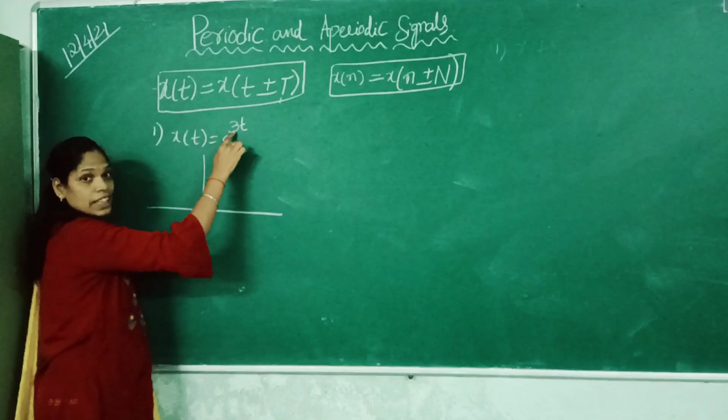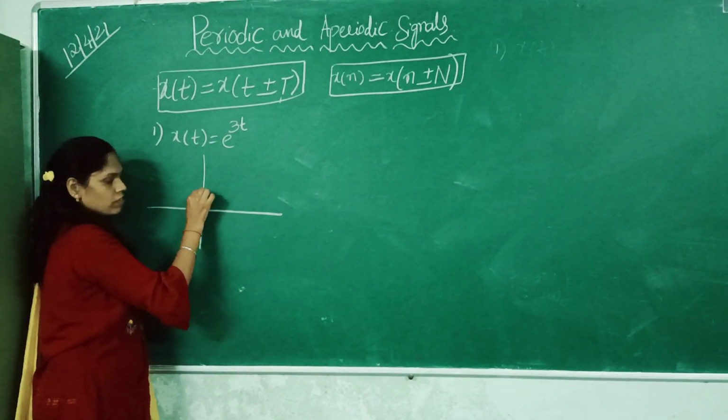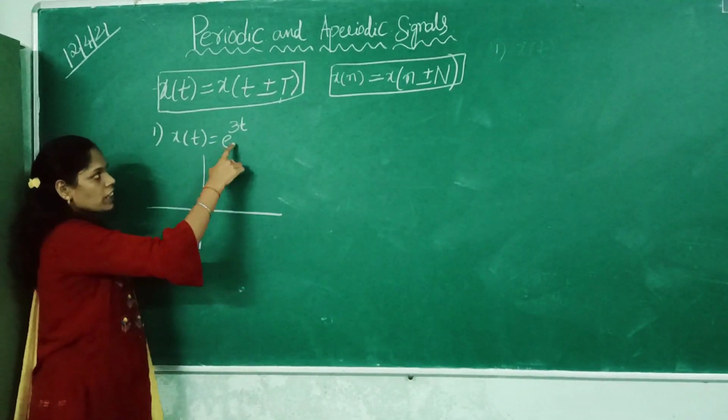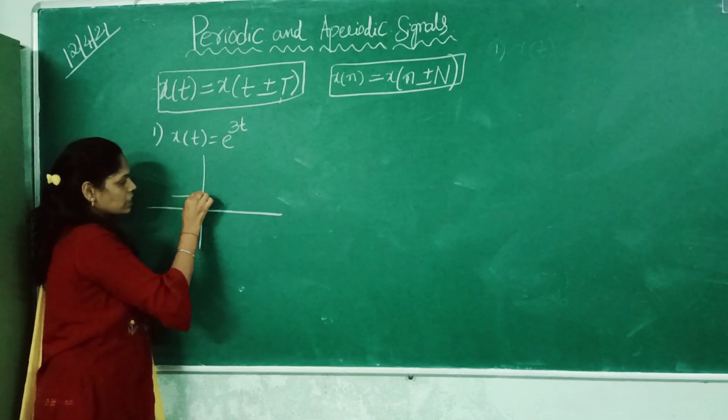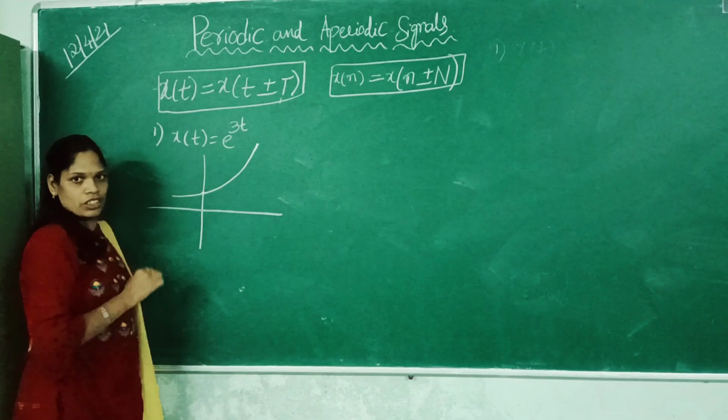At t equal to 0, e power 0, what is the value? You get 1. If t equal to 1, what is the value? You get e power 3. So like that, this is an exponentially increasing function.